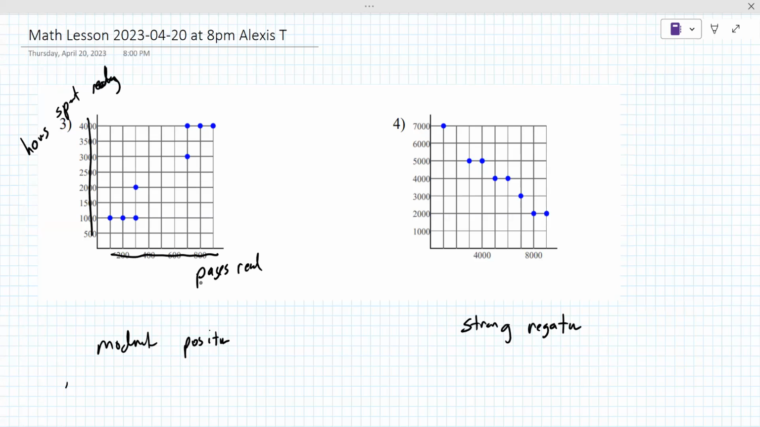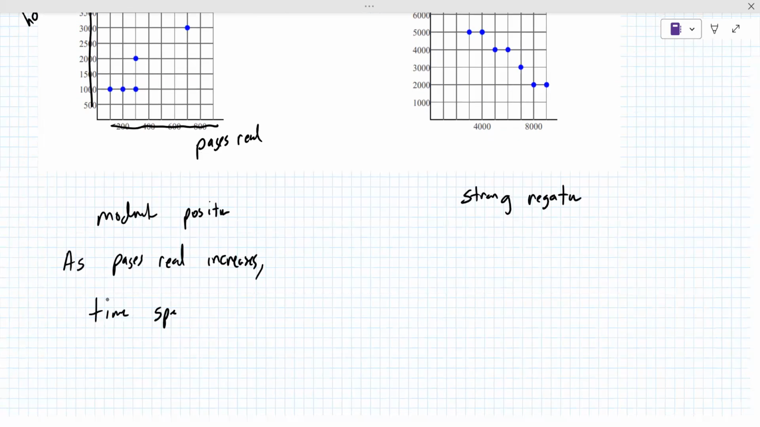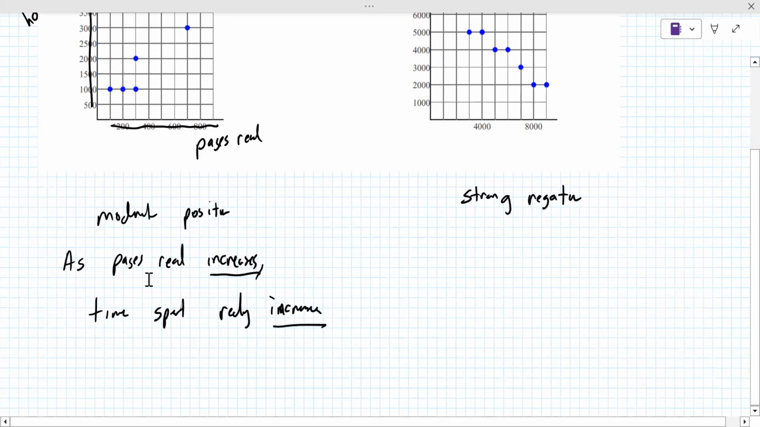So they're looking for certain words like as pages read increases. They're usually looking for that word increase or decrease. You can similarly say something about time spent reading. Time spent reading increases. So they're looking for increases, or those words, and they also want the actual quantities that you have on the variables here.